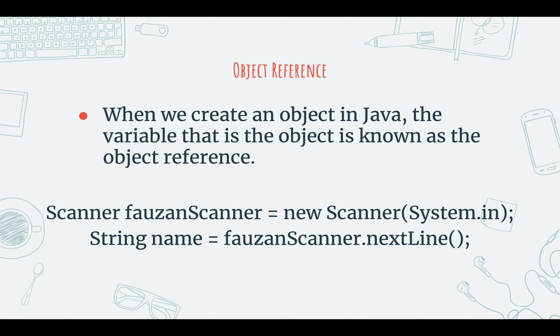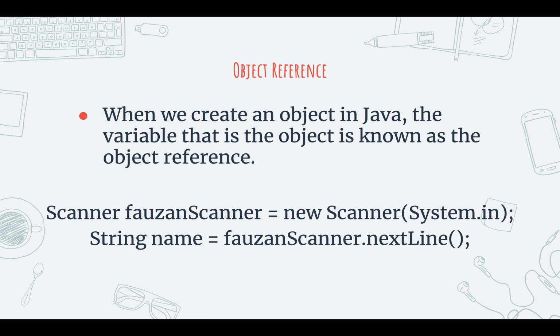Alrighty, now we're on the object reference. When we create an object in Java, the variable that the object is known by is an object reference. So Foson scanner is going to be an object reference. So scanner, again, that's the name of our class. Foson scanner is the name that we give that object. So remember, scanner is the type of object, and Foson scanner is the name that we give that object.